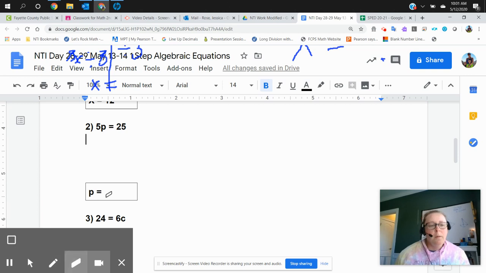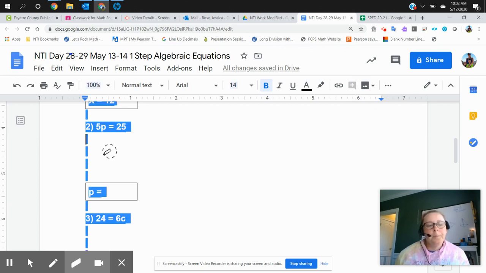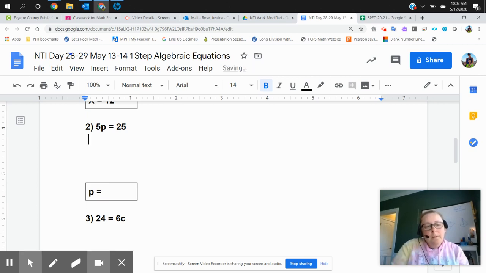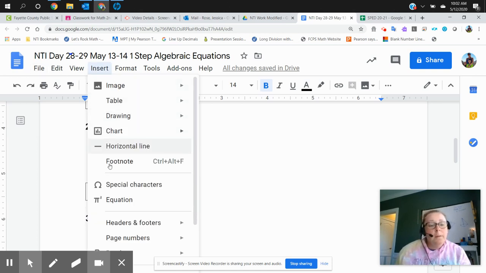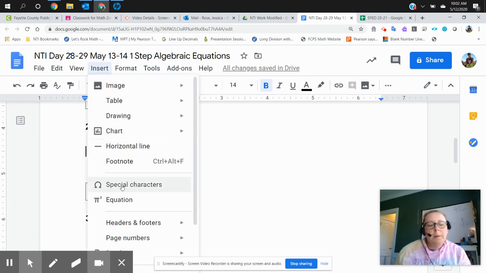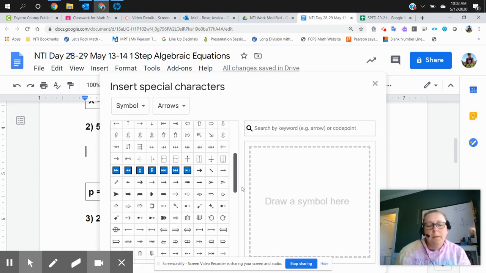Okay, so let's look at number 2. 5p equals 25. So what this means is 5 times something equals 25. We're trying to figure out what that something is. Okay, so the opposite of 5p, or 5 times p, is divide by 5. And I could show you how to do the divide sign. In fact, I'll show you right now if you like. It's a little complicated. You have to go to Insert. You have to go to Special Characters.